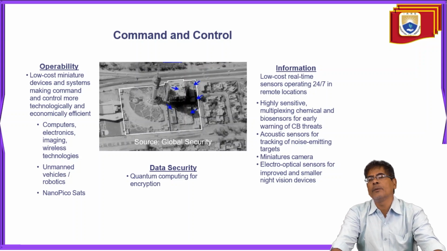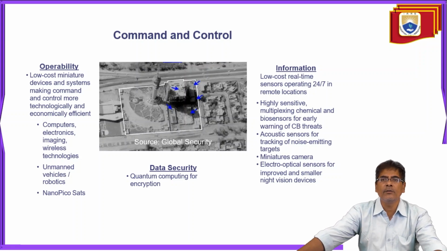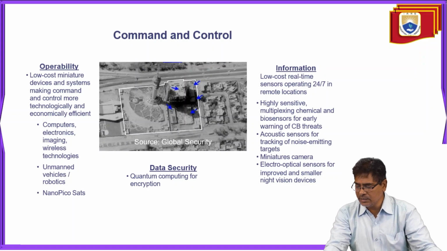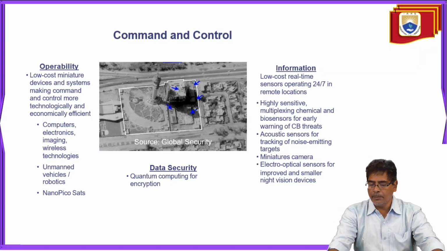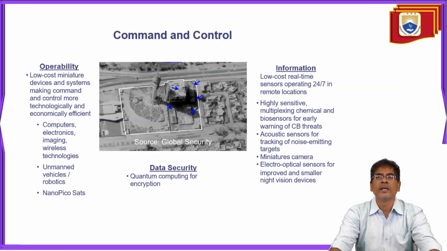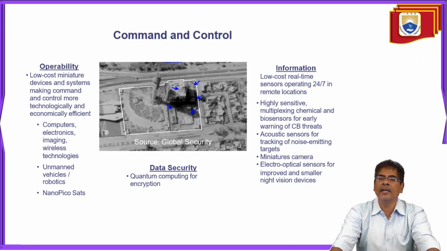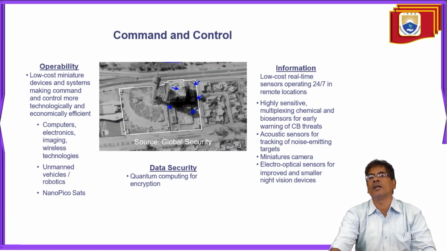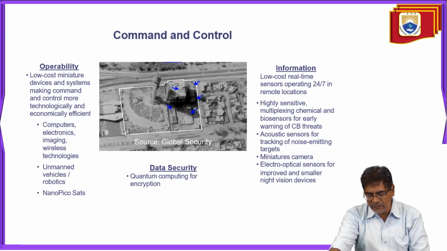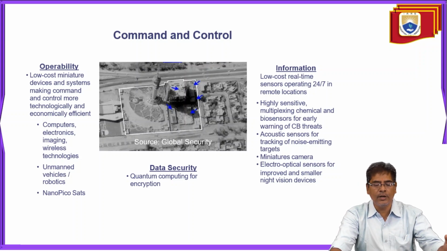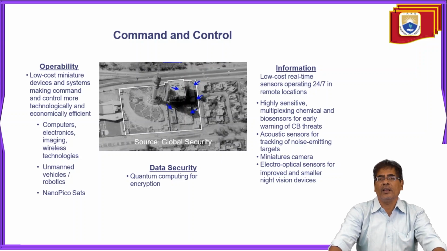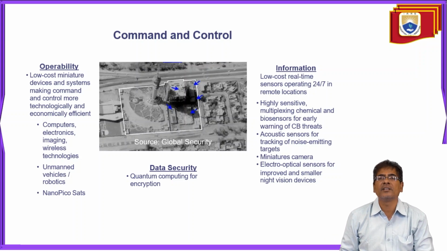When we study the information, we need to understand the low-cost real-time sensors operating 24/7 in remote applications, highly sensitive multiplexing chemical and biosensors for early warning of CB threats, right? Acoustic sensors for tracking noise-emitting targets, miniature cameras, and electro-optical sensors for improved and smaller night vision devices, right? So these were the information, data security, and operability, the three important features for the command and control of military vehicles, right?